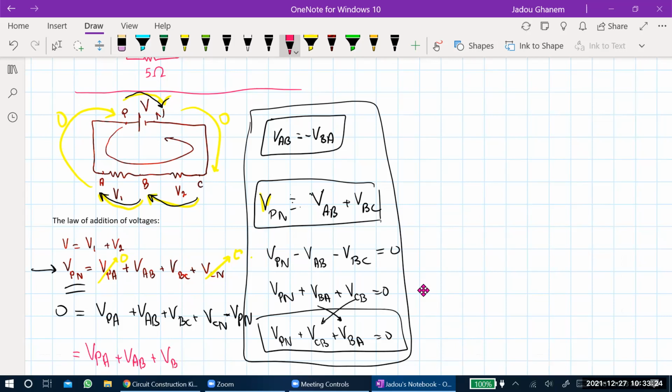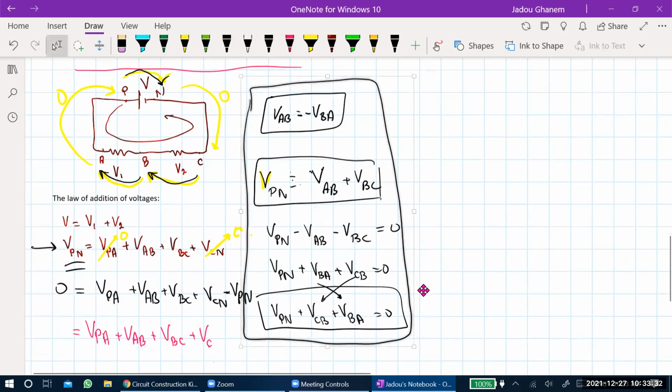If we read a battery from positive to negative, it's going to be positive. If we change the name from negative to positive, it's going to be negative. Okay. So plus V and P. I changed just the last one.